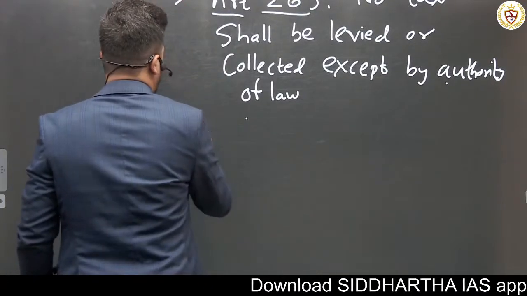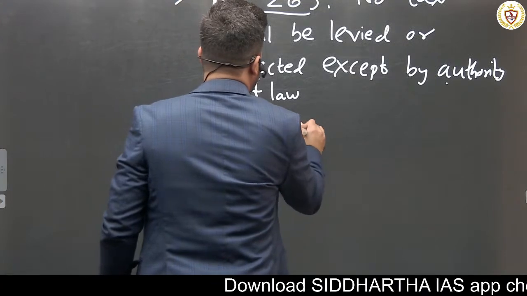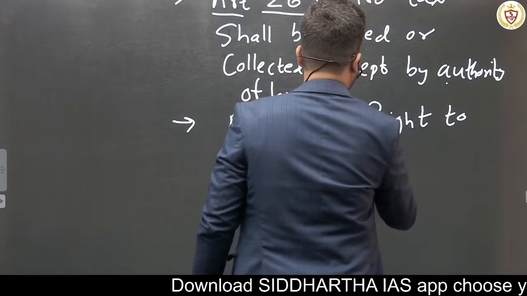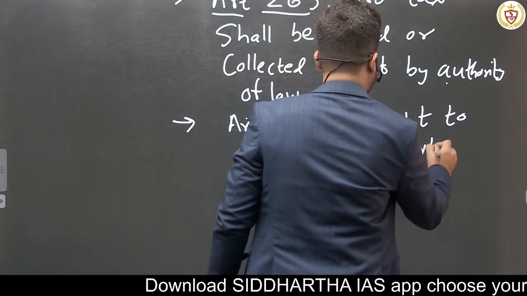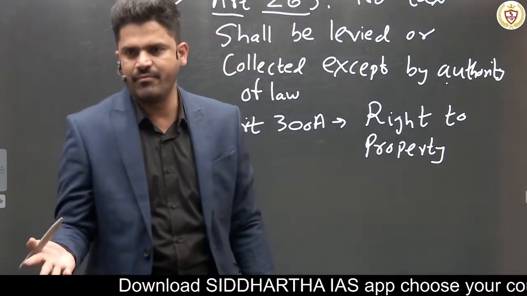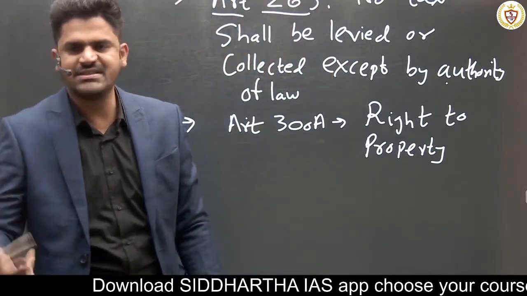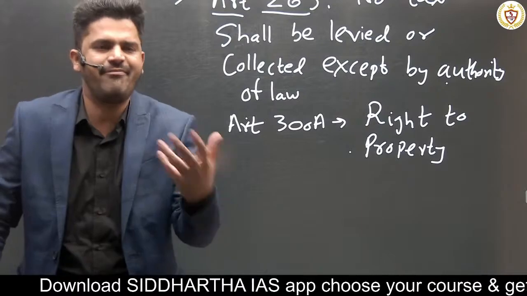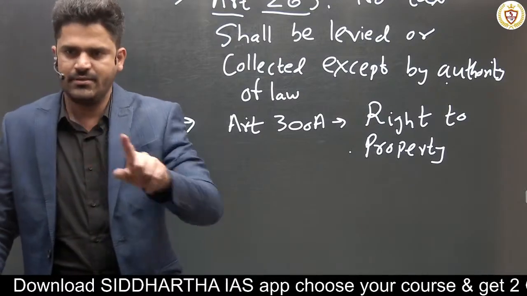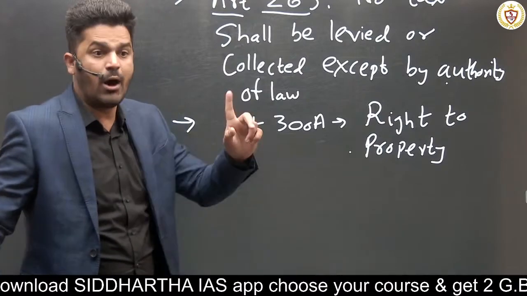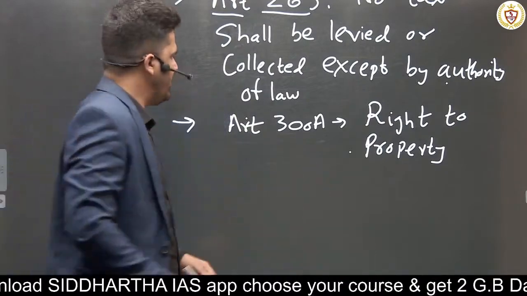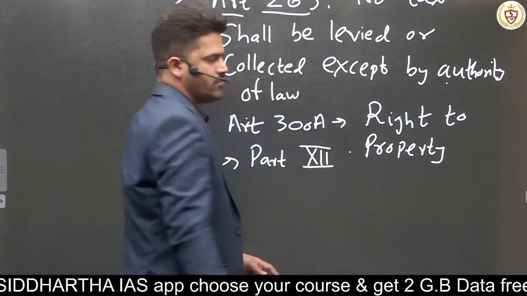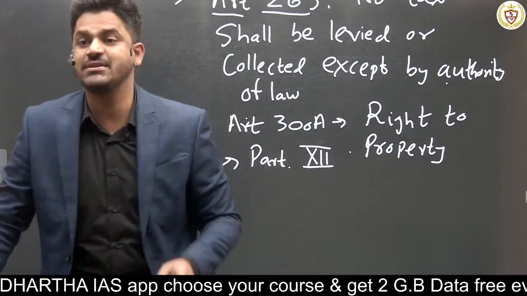Second, as you guys rightly pointed out, Article 300A, right to property. No person shall be deprived of his right to property except by authority of law. Okay? It is mentioned in 300A, outside Part 3. 300A is under Part 12. It is outside Part 3 and that is why it is another constitutional right.